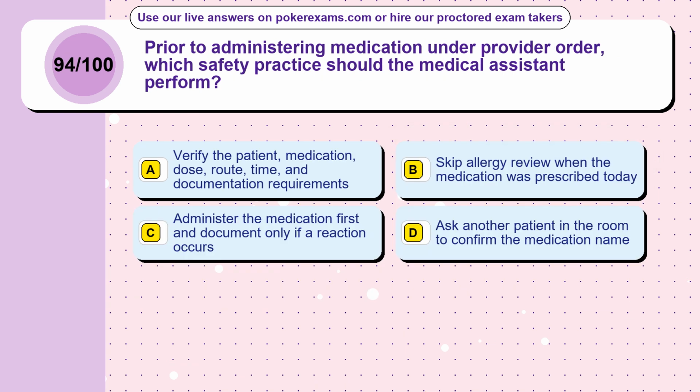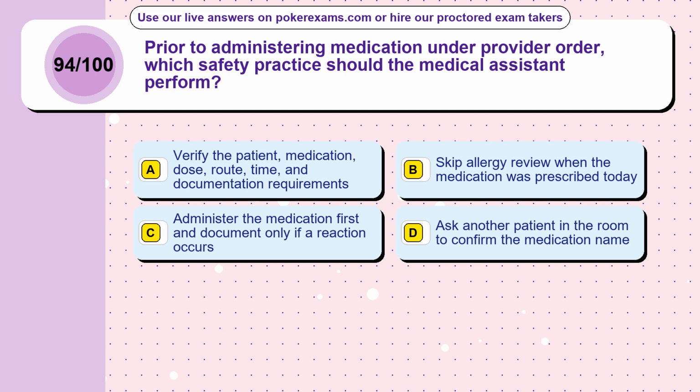Question 94. Prior to administering medication under provider order, which safety practice should the medical assistant perform? Option A. Verify the patient, medication, dose, route, time, and documentation requirements. Option B. Skip allergy review when the medication was prescribed today.